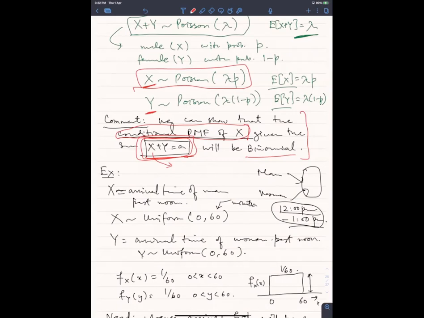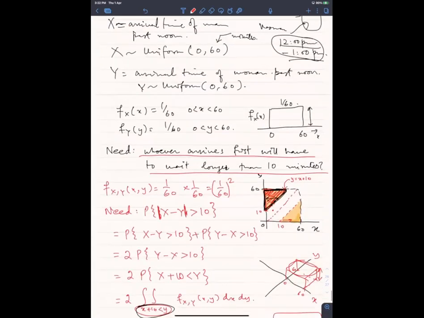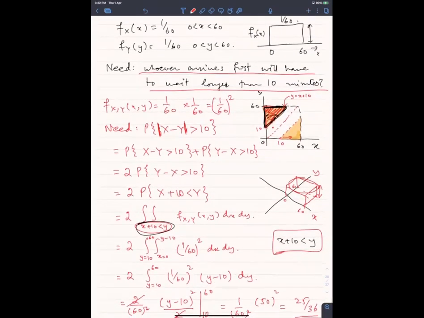Shayan, you have a question? Sir, in the last example where you were double integrating, how did you decide the limits? So you've done 10 to 60, and for x you've done 0 to y minus 10. So how did this y minus 10 come from?